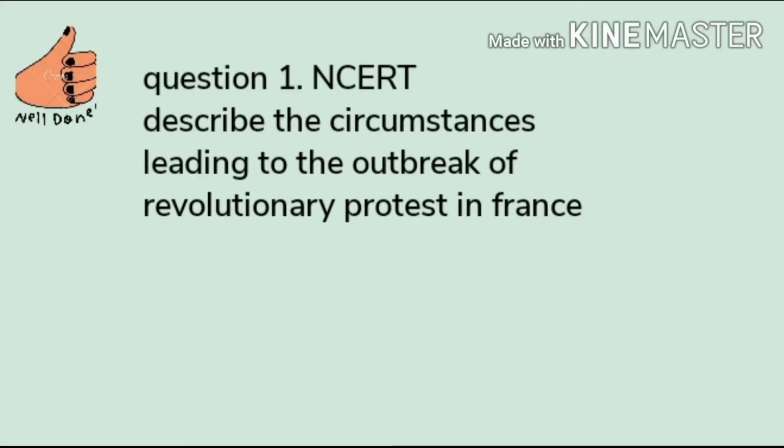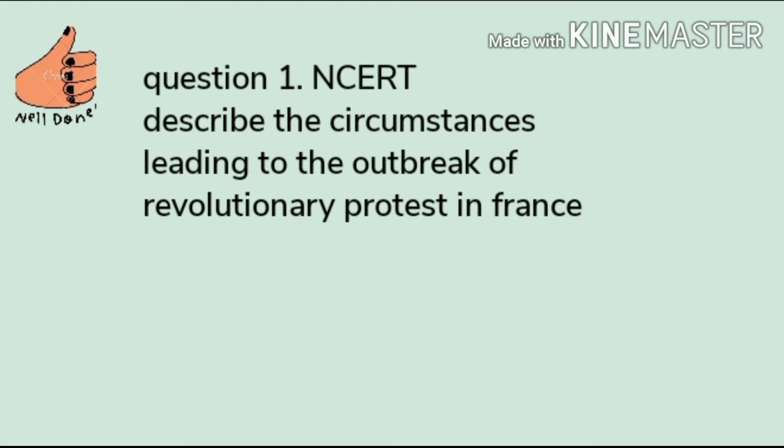Question number 1, NCERT: describe the circumstances leading to the outbreak of revolutionary protest in France. We already discussed various points on it. I will just include some more points. That was social inequality. French society in the 18th century was divided into three estates: the clergy, the nobility, and the third estate. The first two estates were exempted from paying taxes, and they enjoyed all privileges by birth. They were exempted from paying taxes, as I told you. The third estate comprised businessmen, merchants, peasants, artisans, labor, and the common masses who paid taxes to the state and even to the church.